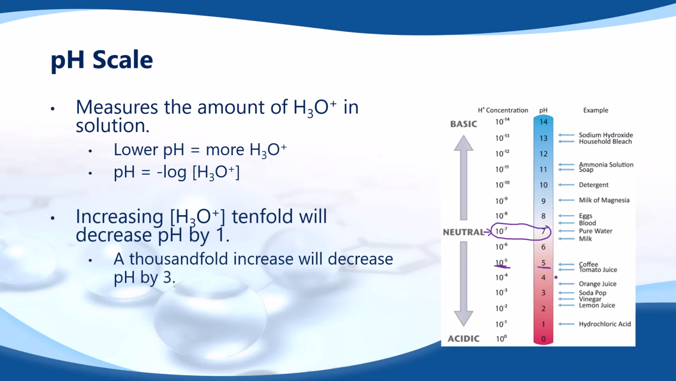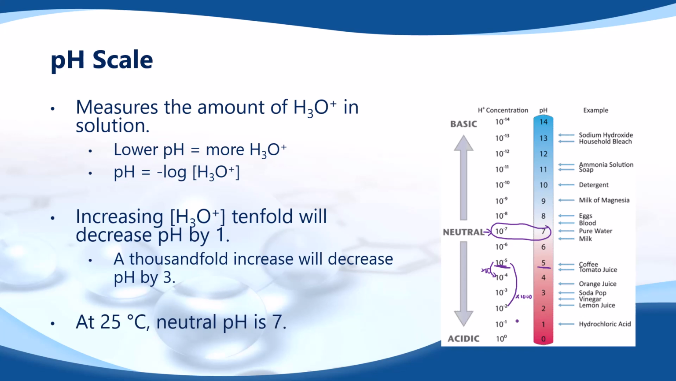Now, for every factor of 10 that you increase the concentration of H3O+, the pH goes down by 1 unit. So something that has a pH of 4 has 10 times as much H3O+ as coffee does. Something that has a pH of 2, since it's 3 units difference, has 1,000 times more H3O+ than coffee does. And keep in mind again that at 25 degrees, a neutral pH is 7. That does change, though, as temperature changes.